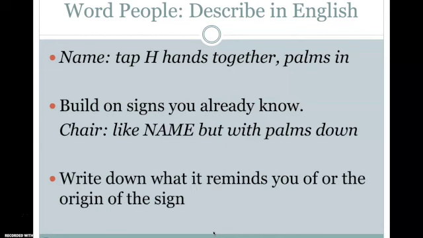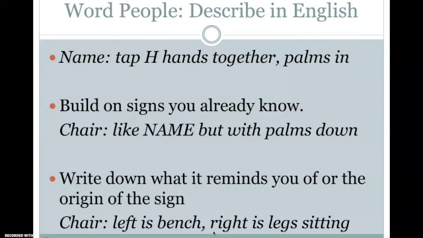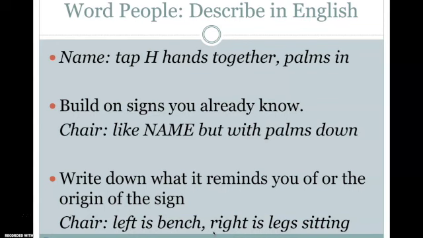It can also help if you know the origin of the sign or can just describe what it reminds you of. So for example, a chair, instead of going to the parameters and looking at the pieces, you can also think about what it looks like. Your weak hand is the bench, right? And then your right hand is the leg sitting on the bench, chair. When you see that visual of somebody sitting down, that makes more sense where chair came from.